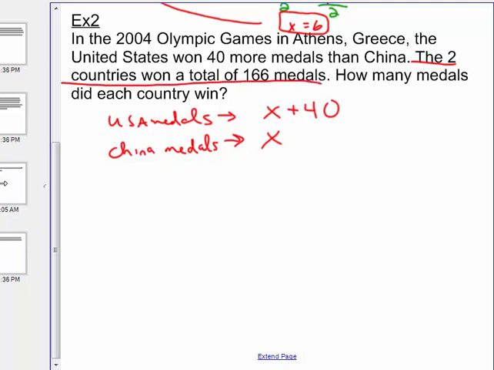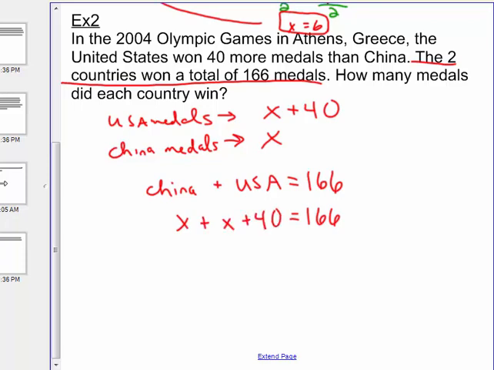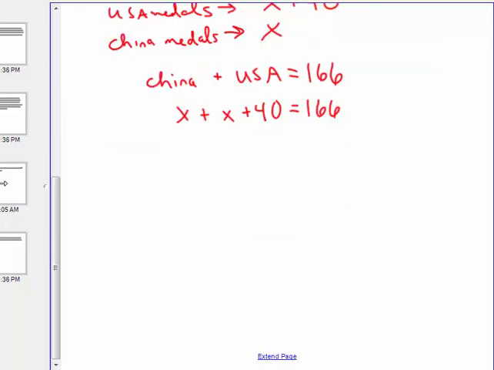The two countries won a total of 166 medals, so they have a total. Well, the number of China medals plus the number of USA medals is equal to 166. So now I just plug in what my expressions are. China, that's x, USA, x plus 40, and now I solve it. x and x is 2x, so I get 2x plus 40 is 166.